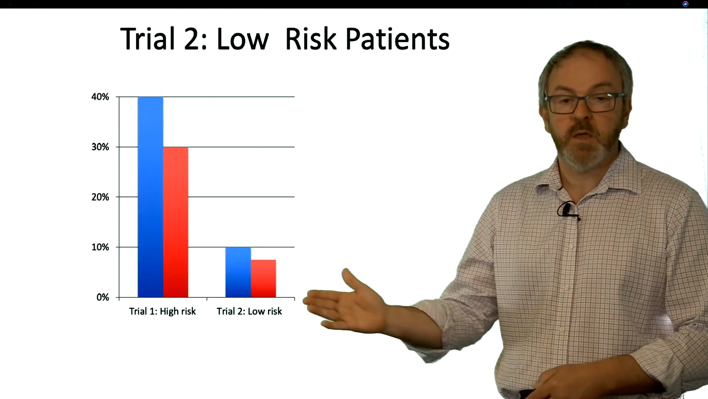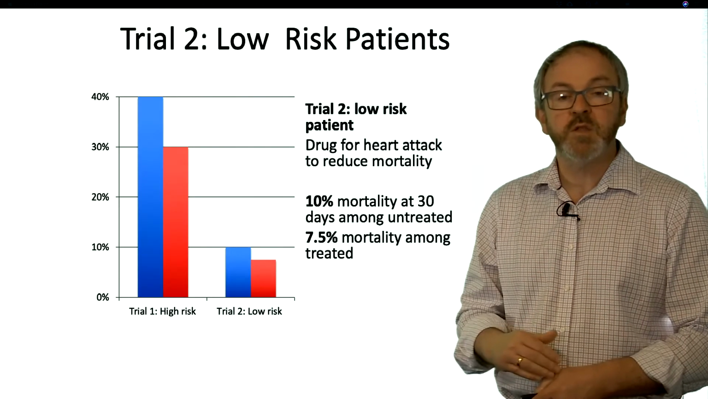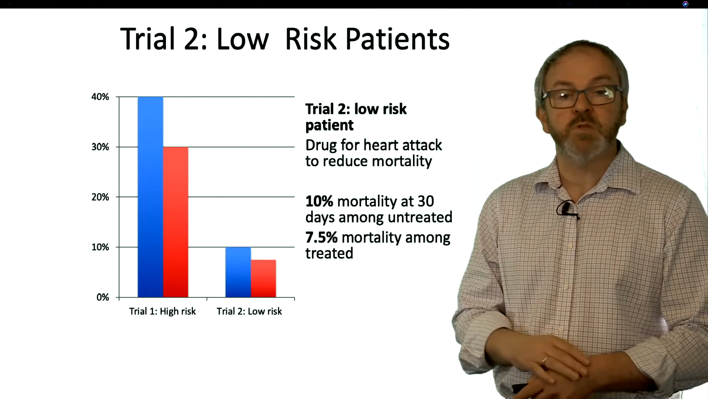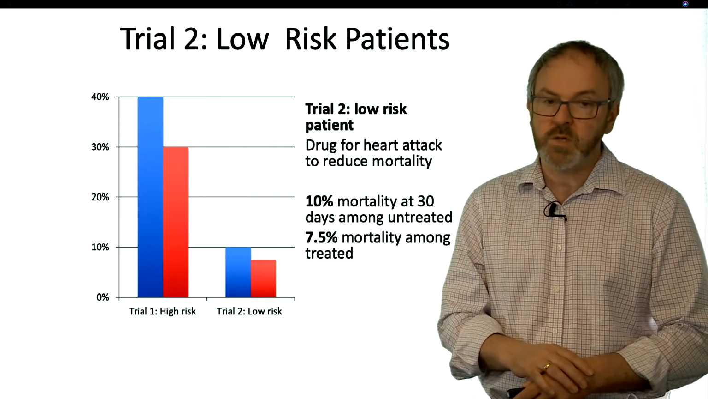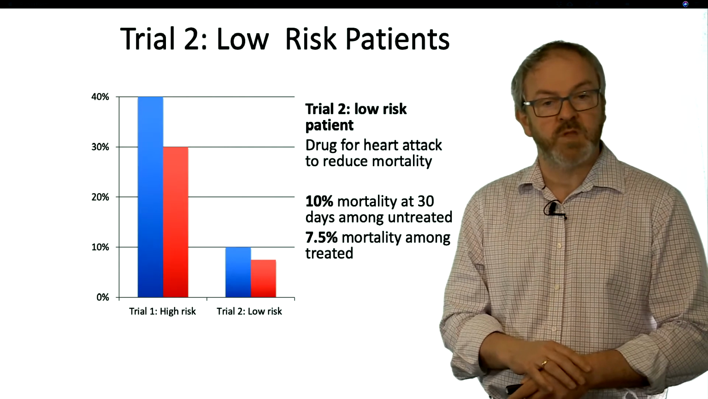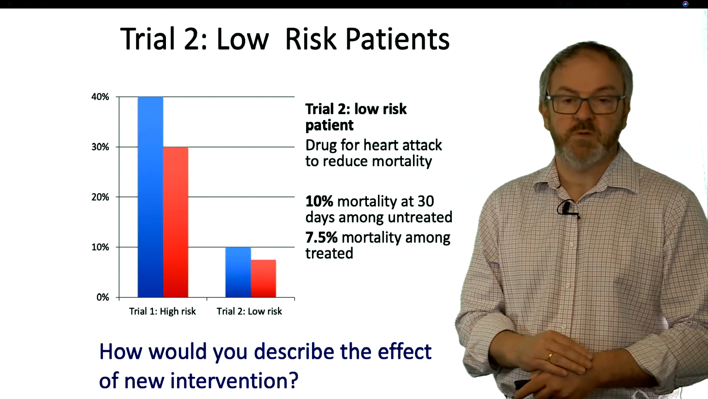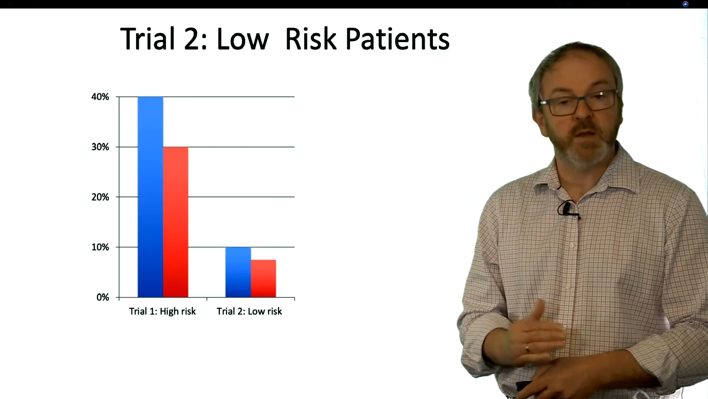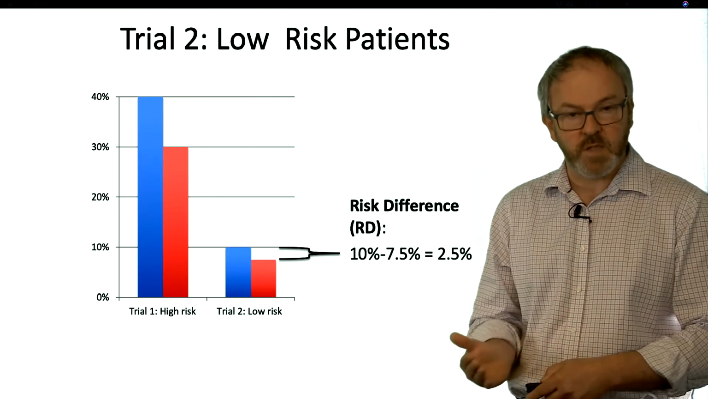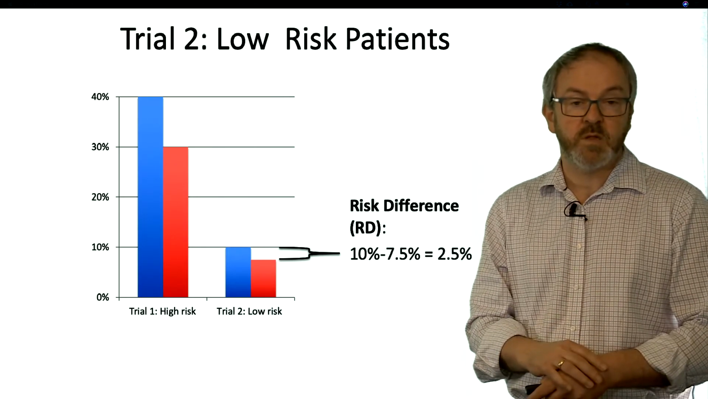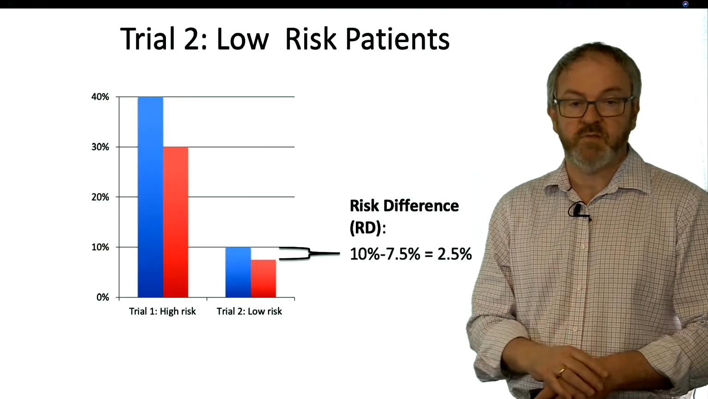Now, here's trial 2. Trial 2 is done in low-risk patients. Same drug, same effect to reduce mortality, but there's a 10% mortality at 30 days among the untreated compared to 7.5% mortality among the treated. Again, how would you describe the effect of this new intervention? Well, just like last time, you could take the risk difference. And here you can see the risk difference is 10% minus 7.5% equals 2.5%. So a much smaller difference between the two interventions.